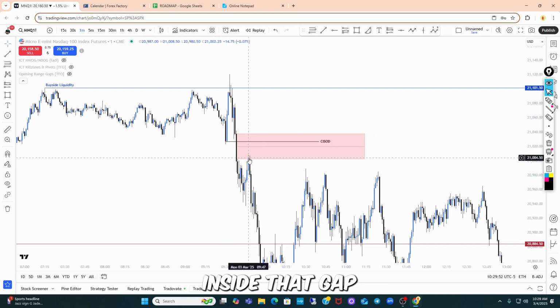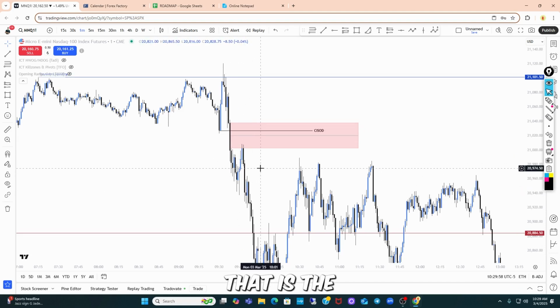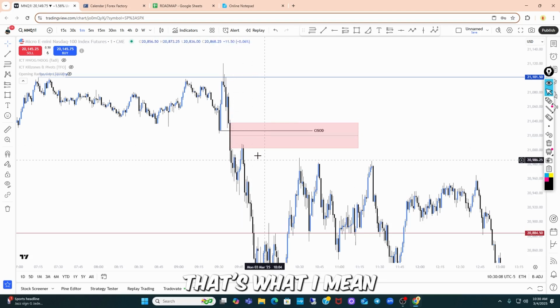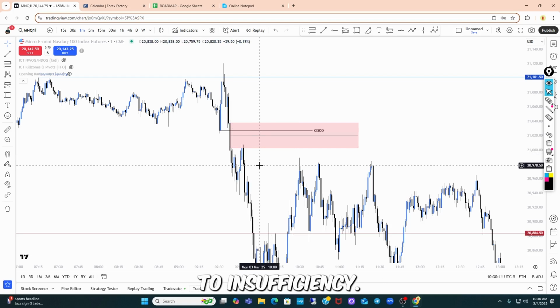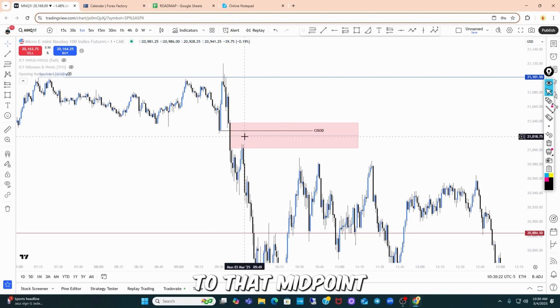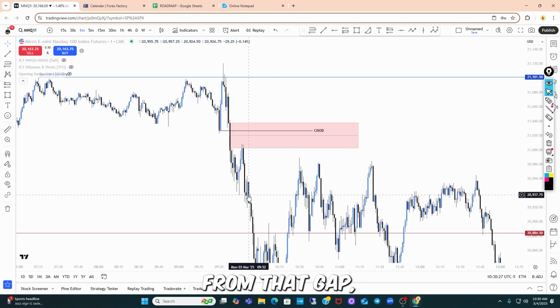So once we've traded inside that gap and then we displace away from it, breaking below this bearish order block, that is the confirmation. Now I want to get in this trade. Once we've confirmed that price never trades to that consequent encroachment, that's what I mean by paying attention to insufficiency. Pay attention to the levels of that gap, meaning pay attention to that consequent encroachment, 50% or midpoint of that gap. If price never trades to that midpoint and only trades barely in this lower quadrant and then runs away from that gap, that's exactly what you're looking for. That gives me the confirmation and the conviction of this sell side delivery.